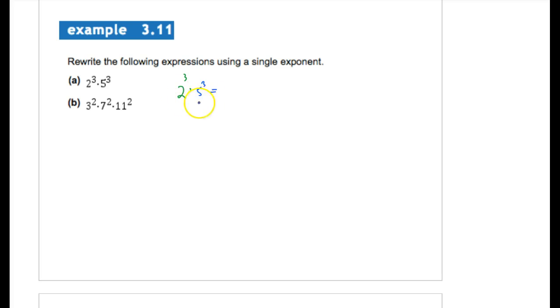Now look, the bases are not the same, but the exponents are the same. So what seems to happen here? Let's write this out and pretend we don't know any rules. So I have 2 times 2 times 2, and then 5 times 5 times 5.